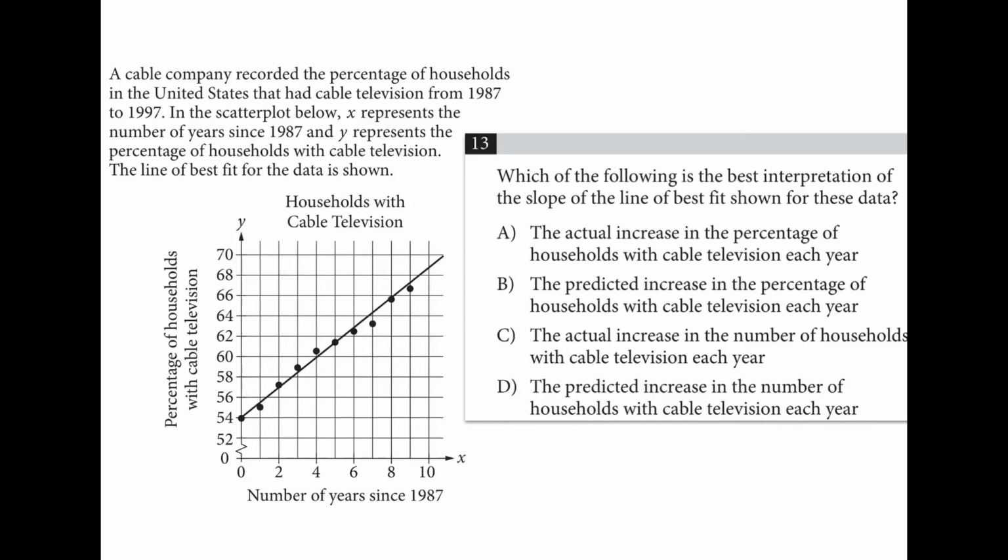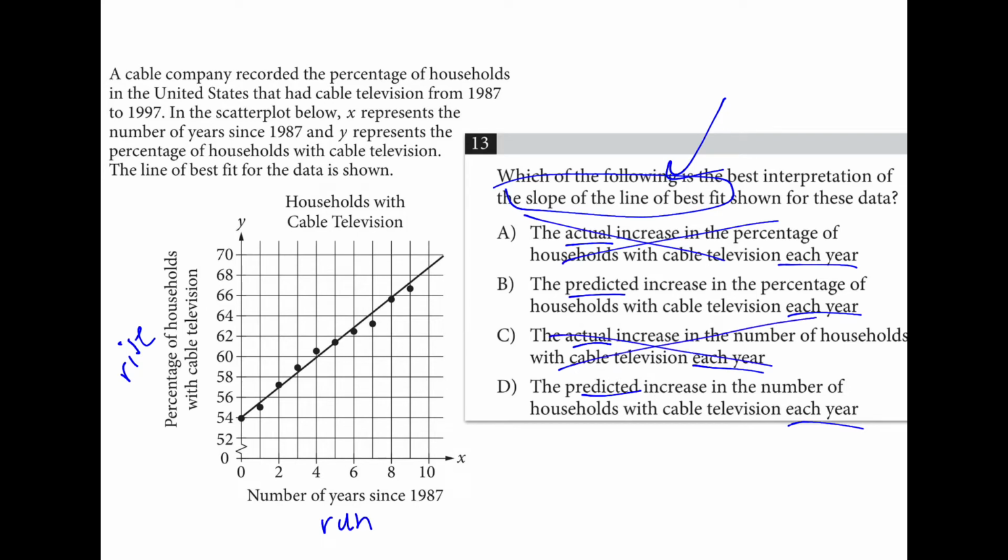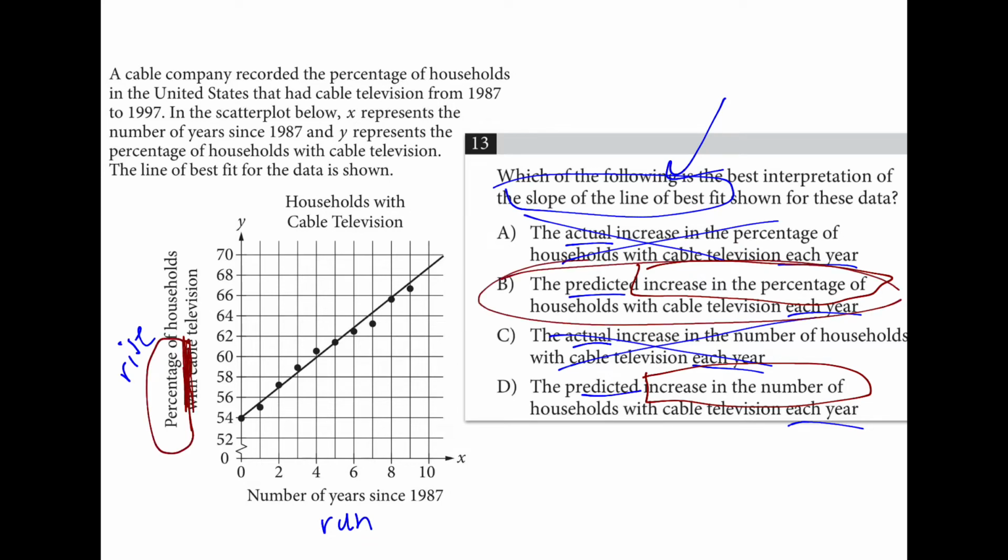So if we consider that we're looking at the slope of the line of best fit, remember that slope is rise over run. So we're looking for the average increase each year, which all of these seem to have, the each year part. Then there's a difference between actual and predicted. Since we're looking at the line of best fit, that's the prediction part. So the actual answers can be crossed out. And then the second difference is increase in percentage of households or increase in number of households. Well, what does our y-axis say? Does it say number of households or percentage? That's why B is right.